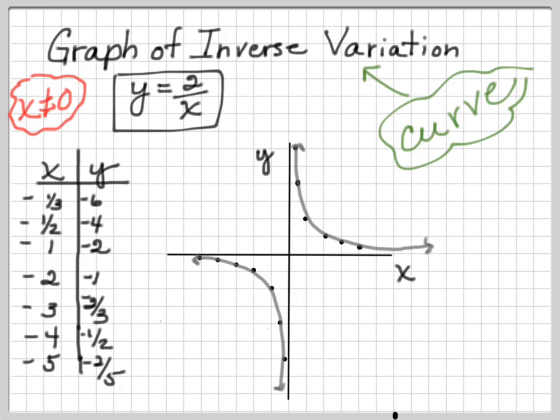Before we go on, the graph of the inverse variation is a curve. The graph of direct variation is a line.